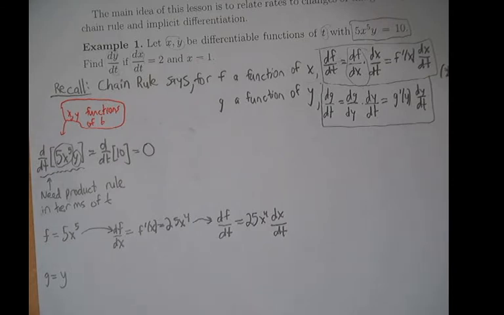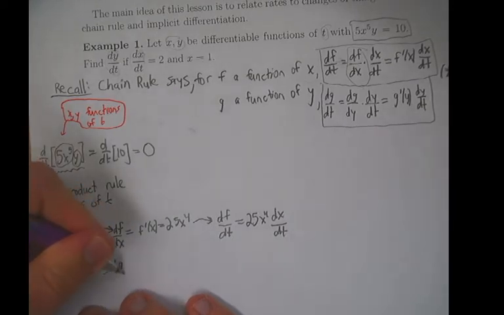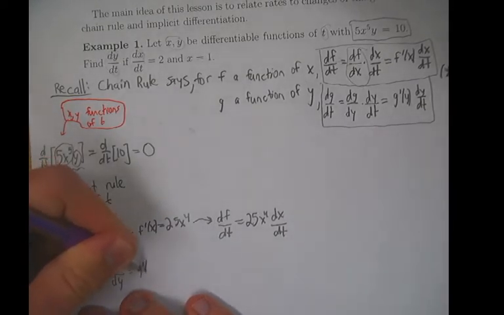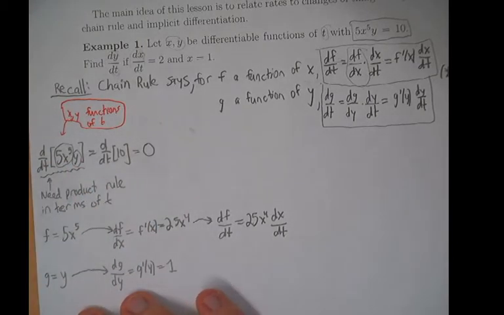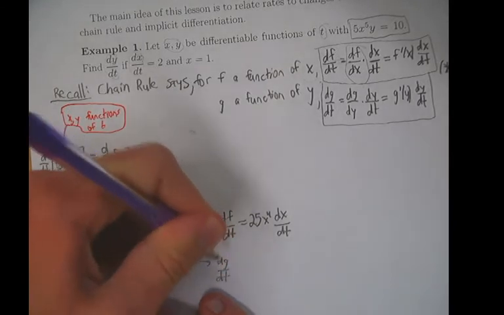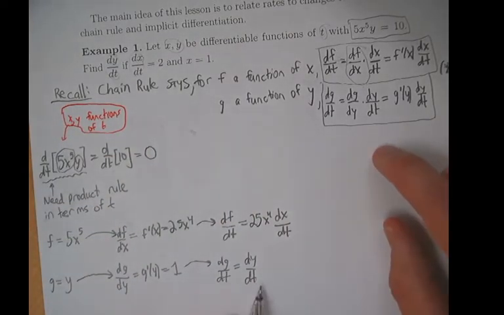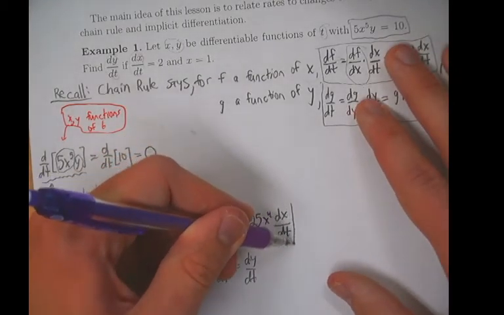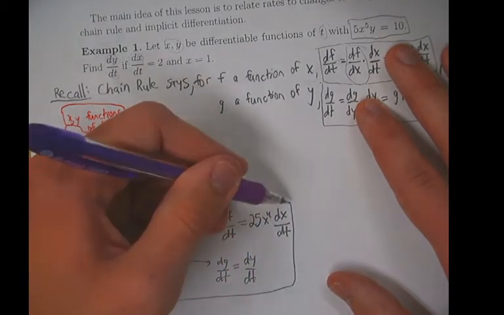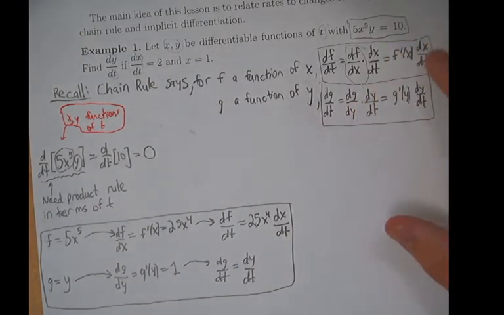Go ahead. And it'd be just dy dt? Yep, it's just dy dt, right? Because in this case, all we have to do is say, all right, well, we need dg dy, or just g prime of y, which is just equal to 1 by power rule. So then dg dt is just dy dt, because g prime of y is 1, so all we have to do is just multiply that to dy dt, and then that's it. So that's that part.